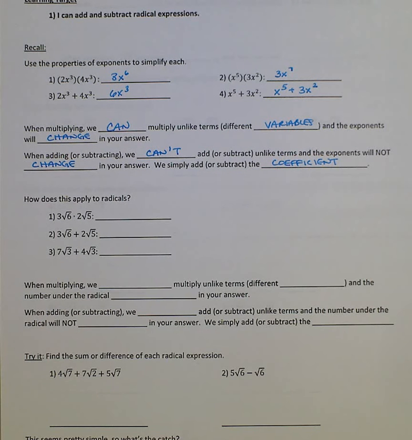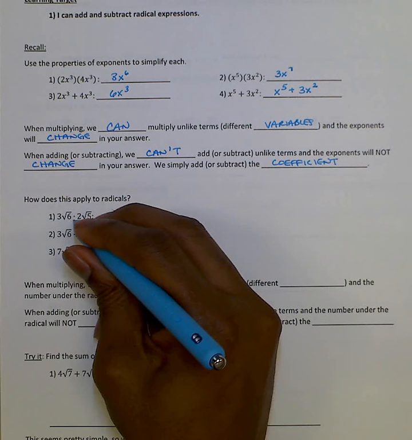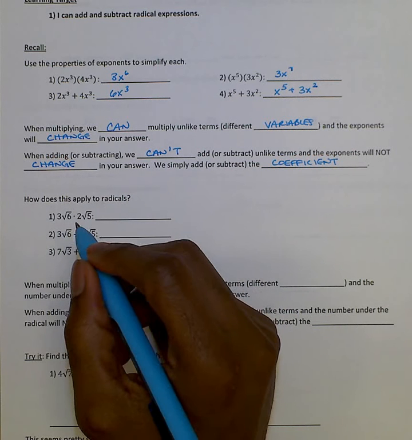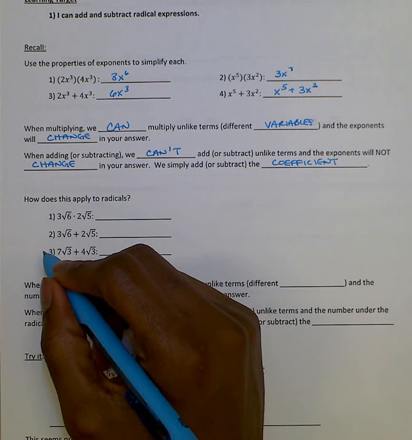Okay? So how does this apply to radicals? It's the same thing. Radicals and variables will be mostly the same thing. There's one difference. Let's do this. We're multiplying. My rule with radicals: inside by inside, outside by outside with multiplication.